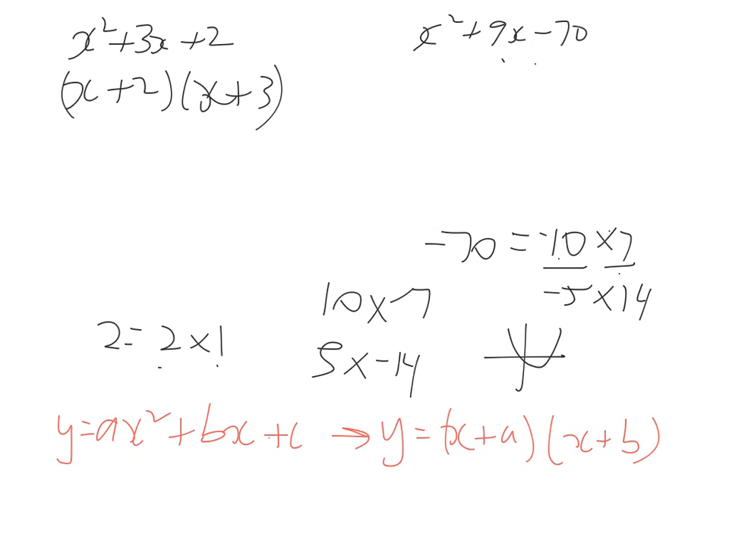Now, if we add these, negative 10 and 7 gives us negative 3. 10 and negative 7 gives us positive 3. 5 and negative 14 gives us negative 9. We're talking about adding here. Negative 5 and 14 gives us positive 9, and that's what we're after, a positive 9. So this will now factorise to x minus 5, x plus 14. So that's how we go about factorising.